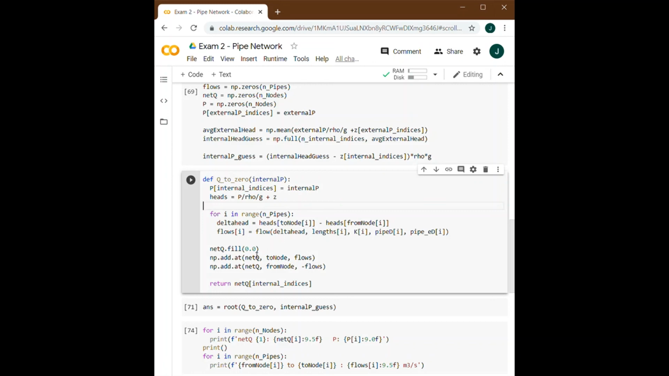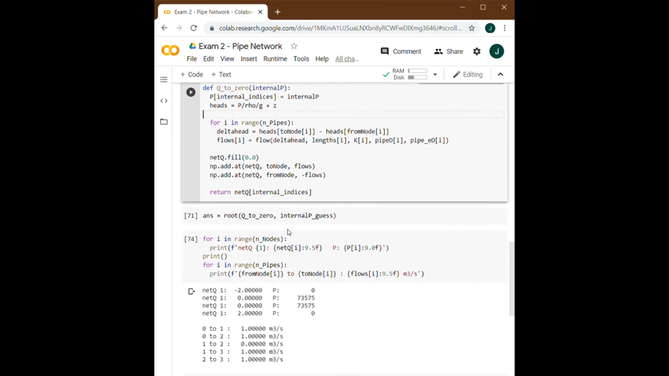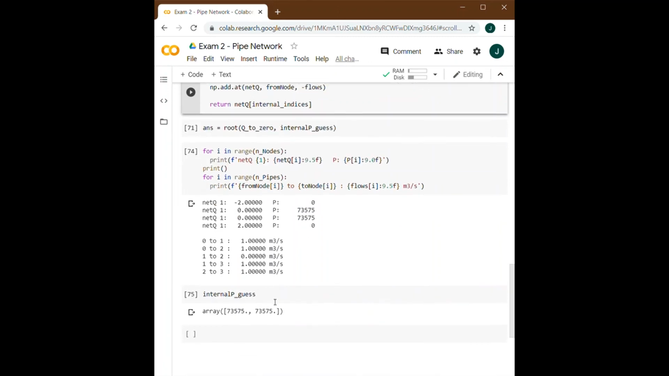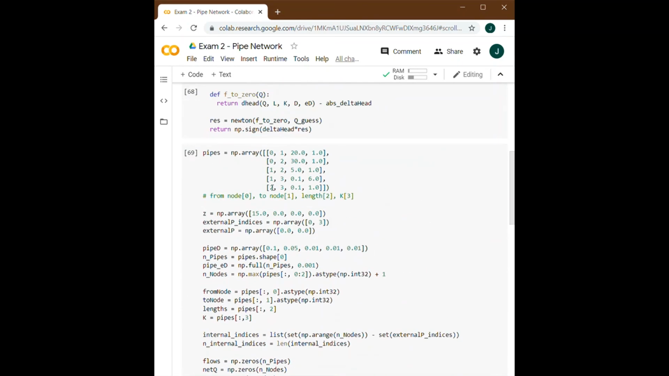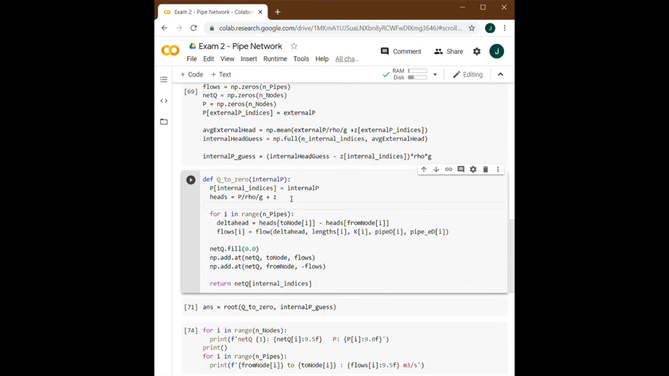So now net Q fill 0, 0. 2 flows from negative flows. So we return net Q internal indices. That looks okay so far. So you have Q to 0, internal P guess. And for some reason, that spat out that we were right on top, which still doesn't make sense. So now we're going to take a look at our flow function.